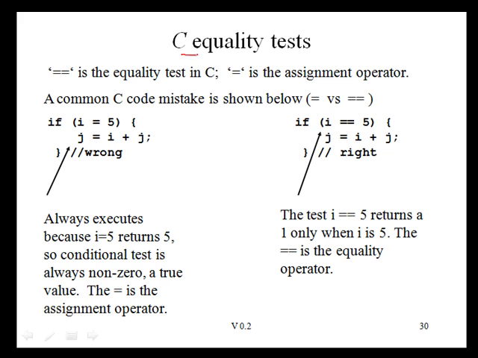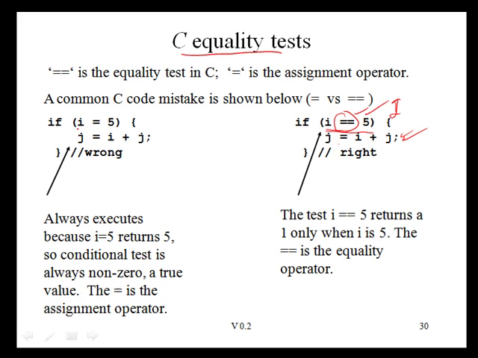Let's look at a common mistake when using a C equality test. Here we'd like this if statement right here to be executed when I is equal to 5. So we're going to use the equality operator here. This will be executed only if I is equal to 5. If I is 5, this test will return a 1, which is a true value, and we will execute this statement.